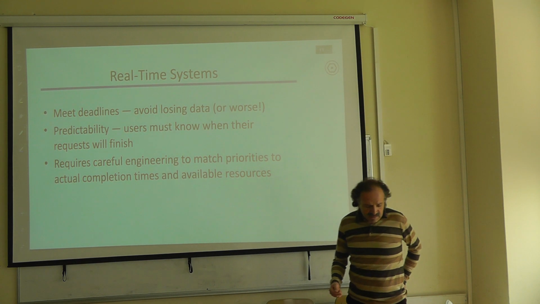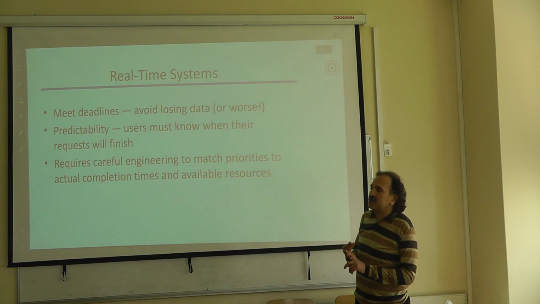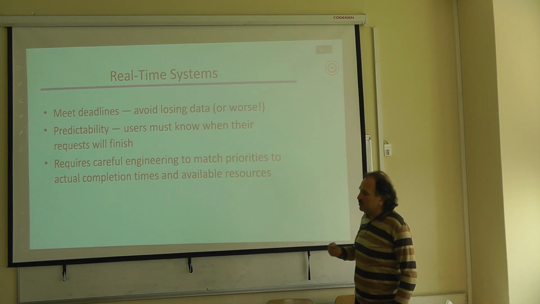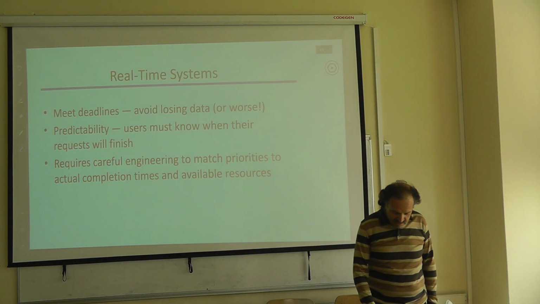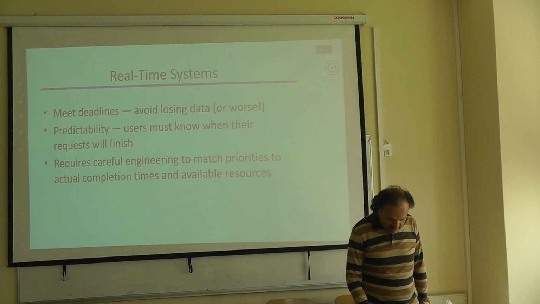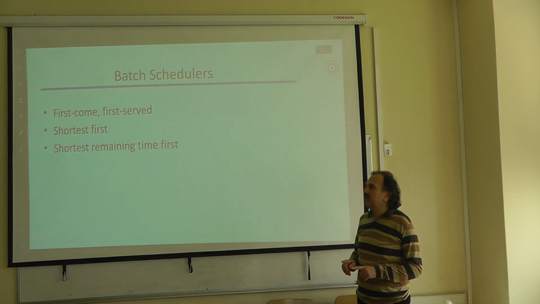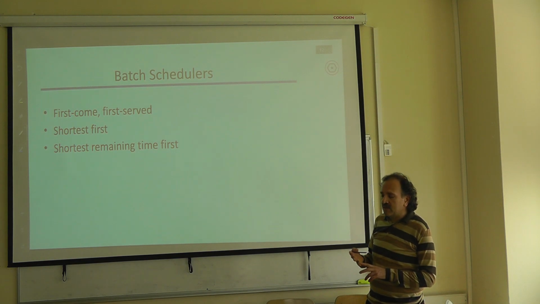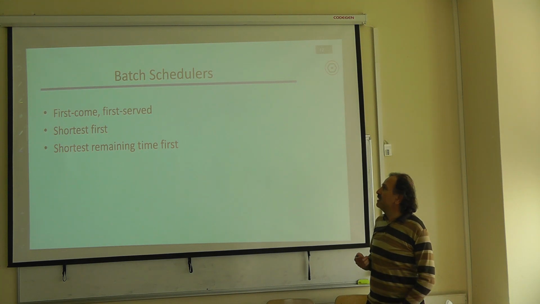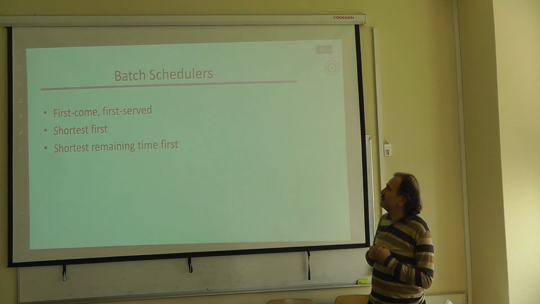For real-time systems, meeting the deadline, predictability, and always doing things on time is important. When the time comes, we will look at these later. So let's look at these batch schedulers. Remember, in the batch schedulers, what was the important thing? Throughput, CPU utilization, and turnaround time. These are the important things, and we are going to look at three batch schedulers.